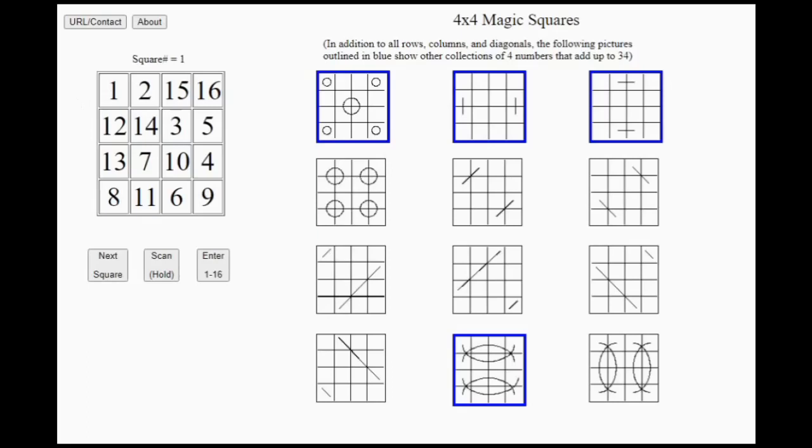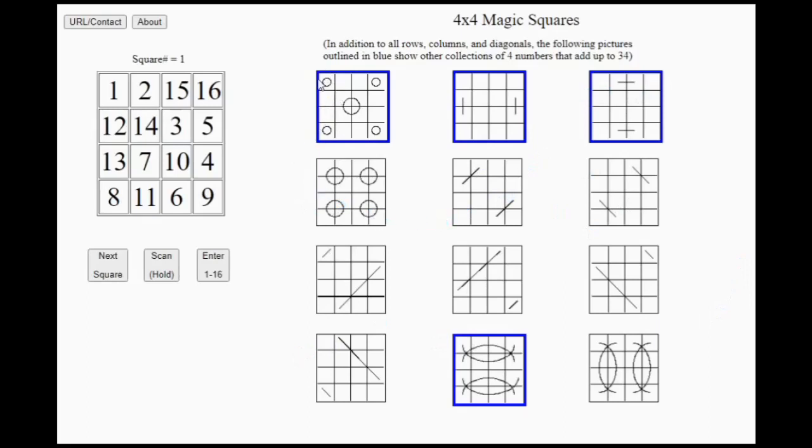Now take a look at square number 1. Note that all the rows, columns, and diagonals add up to 34. In addition to the rows, columns, and diagonals, the 4 by 4 exhibits other patterns. Take note of these patterns on the right here. I'll call these pattern 1, 2, 3, 4, 5, 6, and so on.